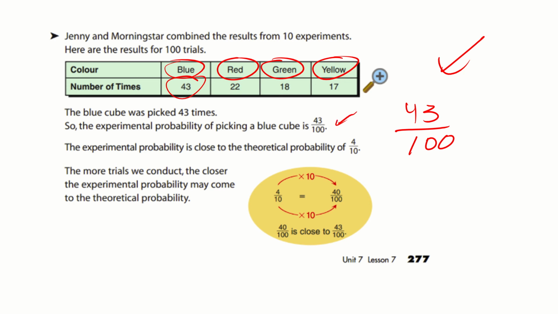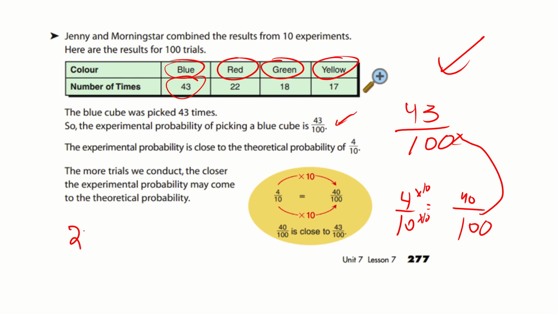So here, guys, what we can say is that the experimental probability is close to the theoretical probability. If you remember, the theoretical probability was 4 over 10. If we multiply this by 10 and this by 10, we're going to get 40 over 100. 40 over 100 is really close to 43 over 100. So sometimes the more trials that we conduct, the closer the experimental probability may come to the theoretical. Now, that's not always going to be the case, though. It's an experiment, so that's why it can be so different.